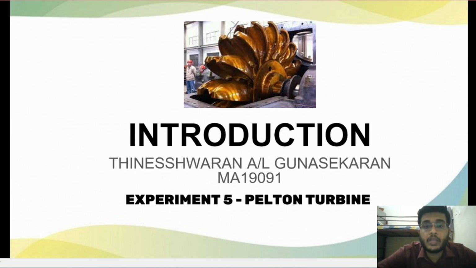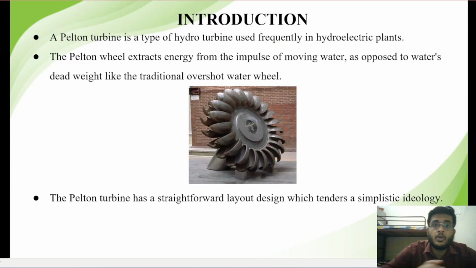Now I would like to start the introduction of our experiment 5, the Pelton turbine. A Pelton turbine is a type of hydro turbine used frequently in hydroelectric plants. It consists of an element called a Pelton wheel. The Pelton wheel extracts energy from the impulse of moving water, as opposed to water's dead weight like a traditional overshot water wheel, which then transmits power to the machinery. The Pelton turbine has a straightforward layout design which tenders a simplistic ideology. So the above is a Pelton wheel.